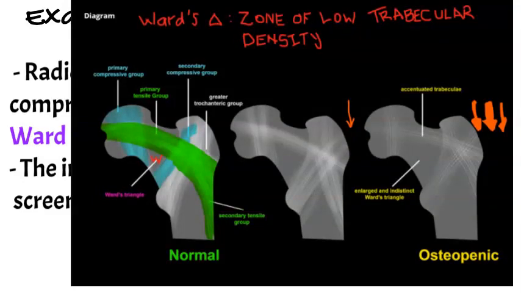This figure shows the Watt triangle, the zone of low trabecular density. In normal bone, we can see the primary and secondary compressive group trabeculae more clearly. There's also the primary tensile group and the secondary tensile group. So the Watt's triangle is in between these groups. For osteopenic bone, there would be accentuated trabeculae. There would be an enlarged and indistinct Watt's triangle.